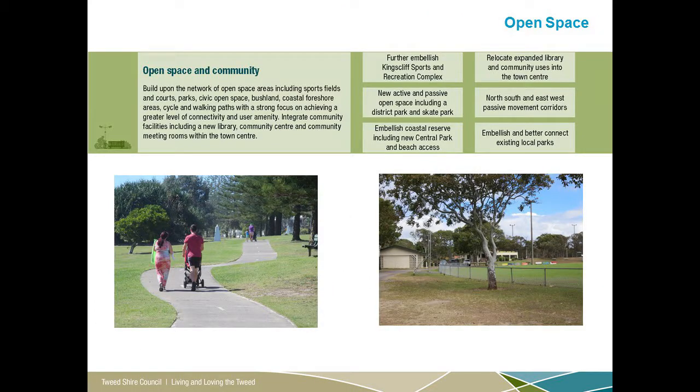On open space and community facilities, we're missing "facilities" off the end of that heading there. So the vision statement is to build upon the network of open space areas including sports fields, courts, parks, civic open space, bushland, coastal foreshore areas, cycle and walking paths, with a strong focus on achieving a greater level of connectivity and user amenity. Integrate community facilities including a new library, community centre, and community meeting rooms within the town centre.